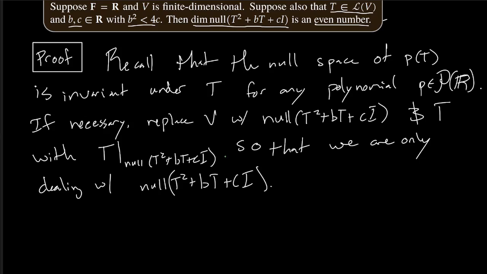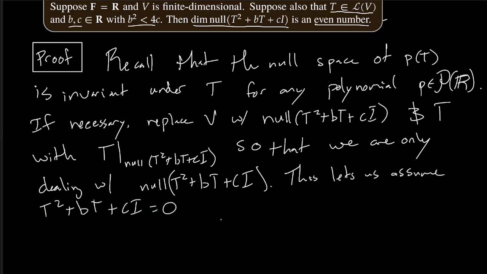Does that make some sense why we might want to do that? The idea is that we're just trying to make a statement about the dimension of this guy. So we don't care about the rest of V. Let's just pretend that V was this thing in the first place. If it's not, replace V with this thing. Okay, easy enough. So now once we're there, this lets us assume that T squared plus BT plus CI is equal to 0.